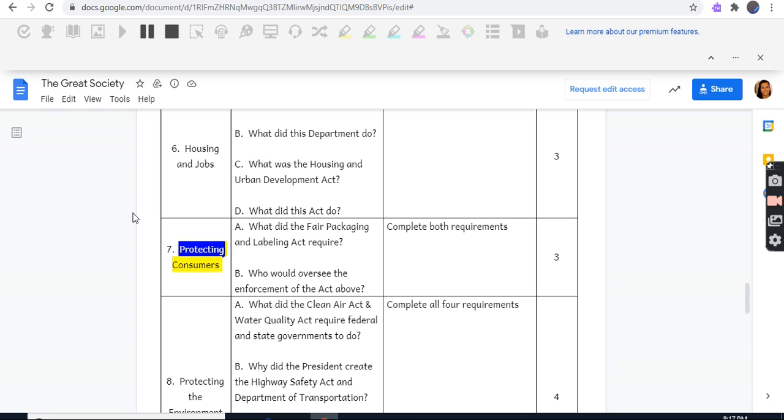7. Protecting consumers. A. What did the Fair Packaging and Labeling Act require? B. Who would oversee the enforcement of the act above? Complete both requirements.